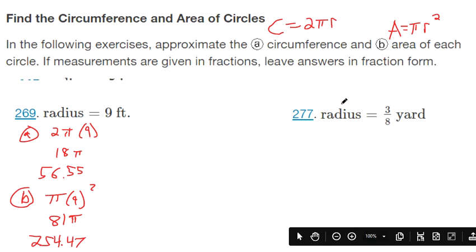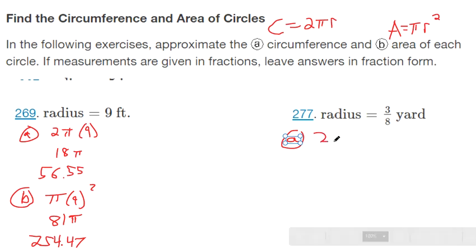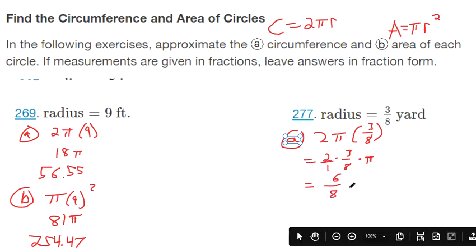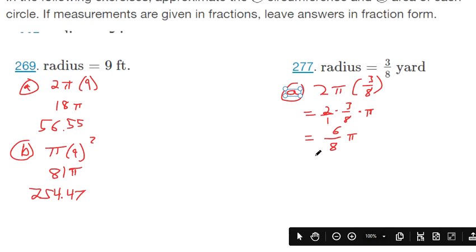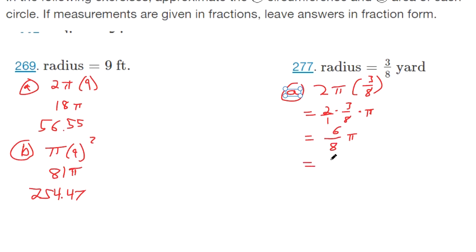Okay. So they said to leave our answer in fraction form. So for part A, plug in the radius. And then to do our fraction work, I'm going to rewrite this as 2 times 3 over 8 times pi, because the order we multiply it doesn't matter. So I can switch up the order. Put a little 1 under here, and you can multiply straight across the top, straight across the bottom. Or in simpler terms, 6 over 8, divide the top and the bottom by 2. So we got 3 over 4 pi.